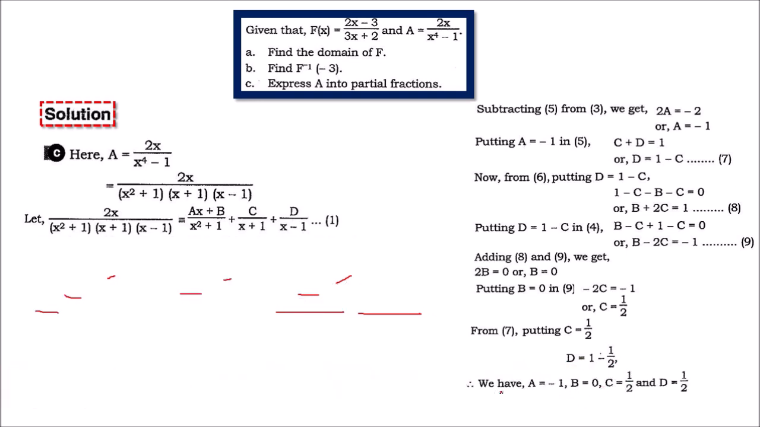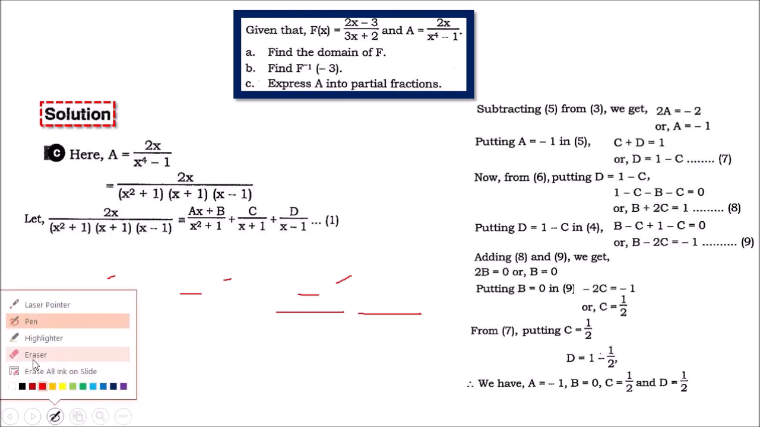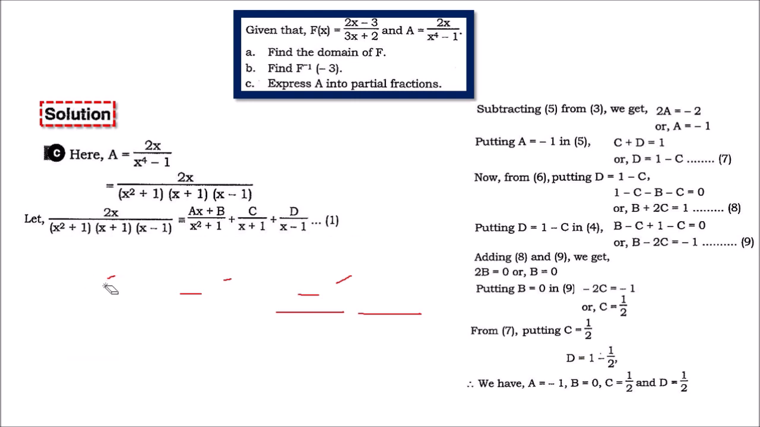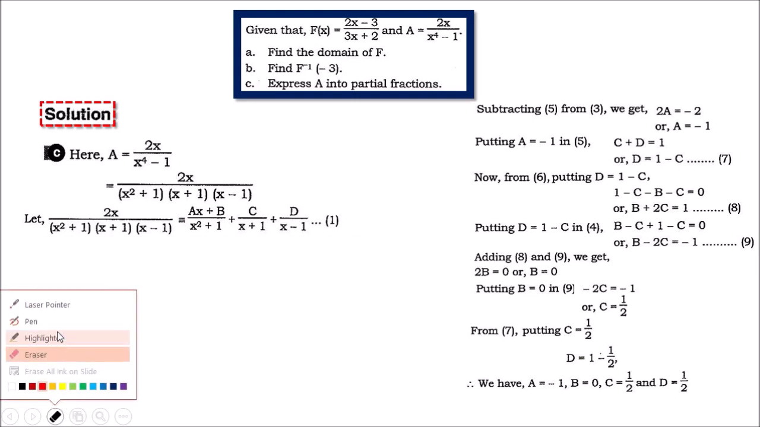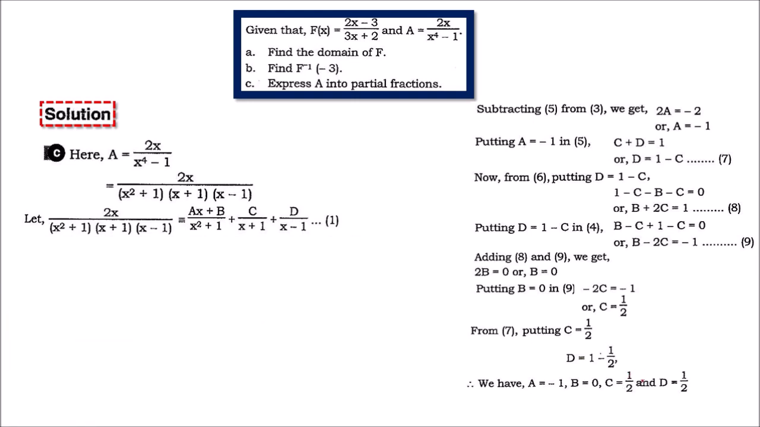So we have the value, I am just going to erase because I need this place. So we have the value a equal to minus 1, b equal to 0, c equal to 1 by 2, and d equal to 1 by 2. So this is all the value I got already.